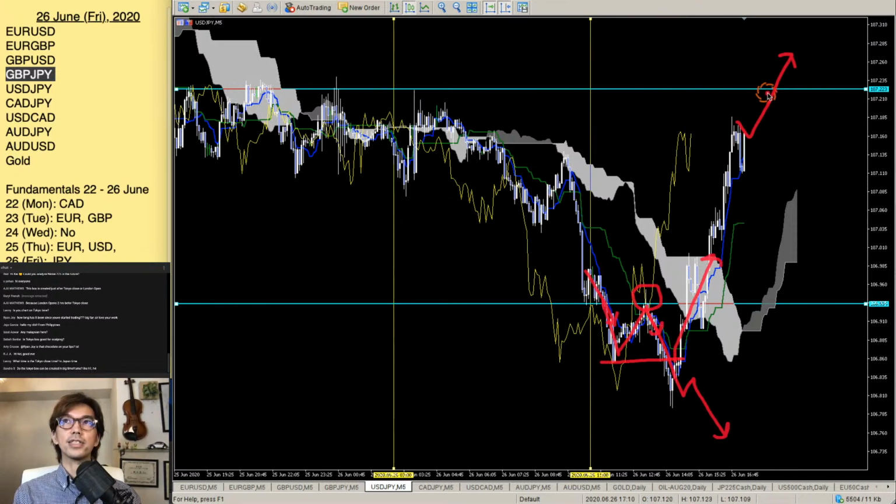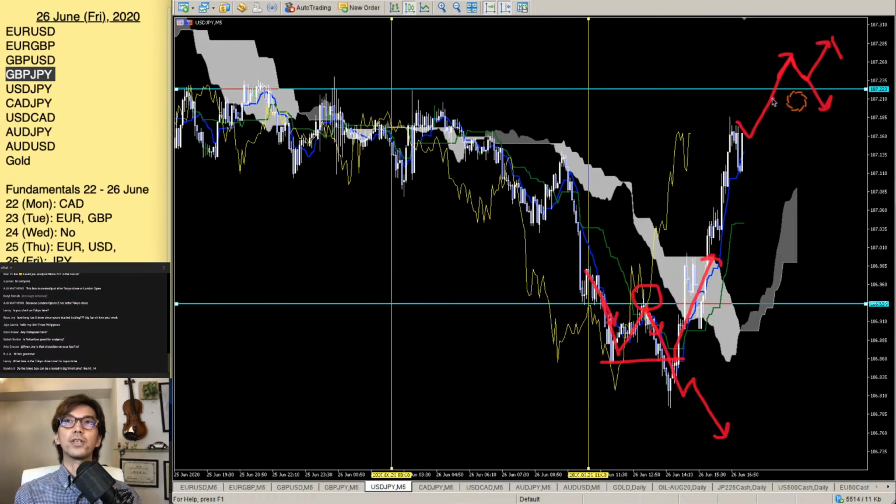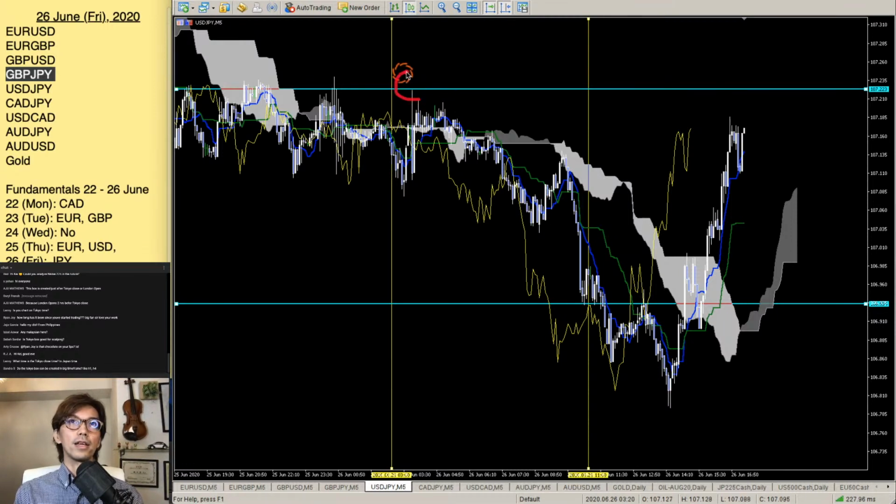You don't want to take trades because this might be going up, but it might go downwards, and we never know which way the price is gonna go. In this particular case, I see a couple of resistances that happened in the past. So I think this resistance line will be reliable on this 107.22 area.